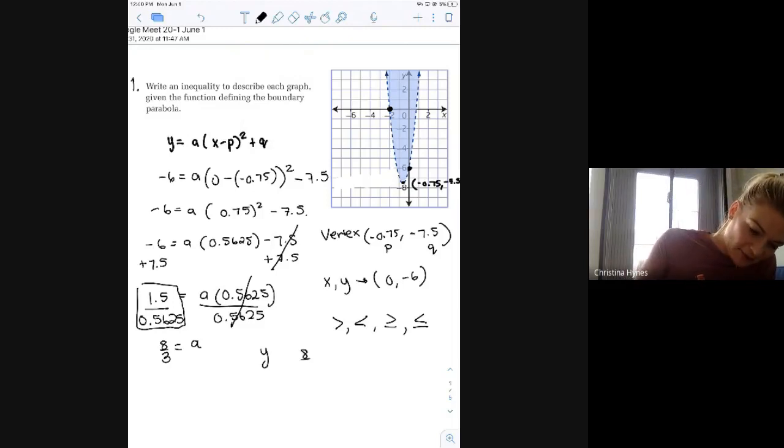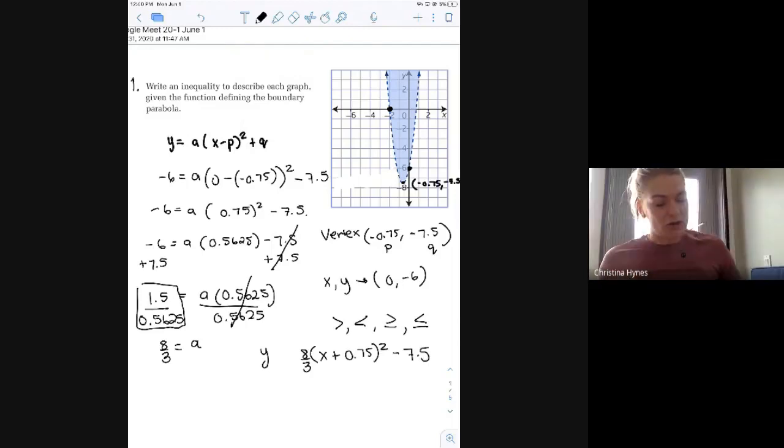So my a is 8/3. Then it's x plus 0.75, because the two negatives become positive. And my q value is negative 7.5. Once you have the equation, as you can see, I left a space where my equal sign is, because I need to figure out which is bigger. Is y bigger, or is the right side of the equation bigger? So what you do is pick a point within the shaded region. This is a test point that you're picking. So I'm going to pick a point like 0, 0.